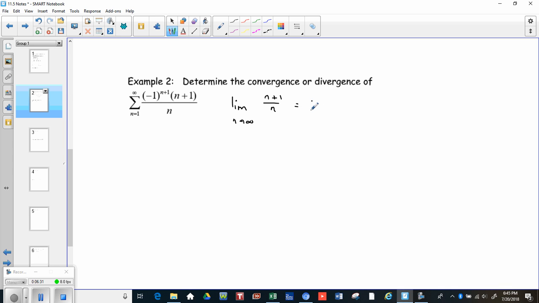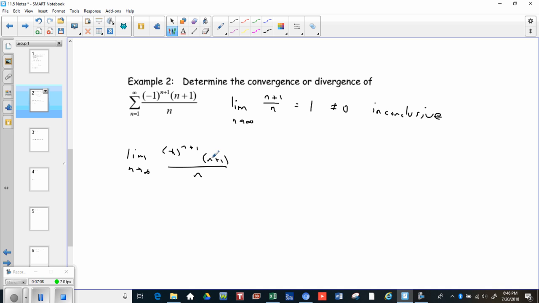And that limit, of course, is 1. Well, that's not 0. This is inconclusive for the alternating series test. So we have to try something else. What it says to do is use the nth term test, which is just strictly the limit as n approaches infinity of this thing without taking the absolute value. So now we're talking about the whole thing with the negative 1 to the n plus 1, n plus 1 over n.